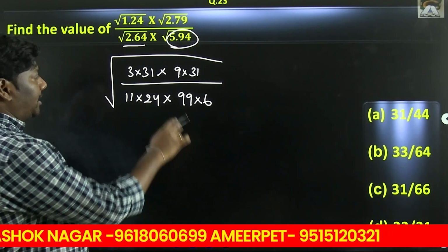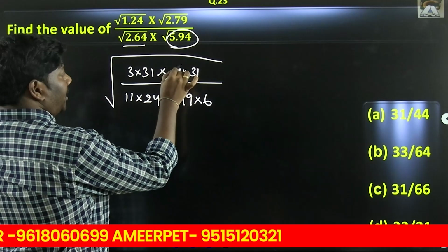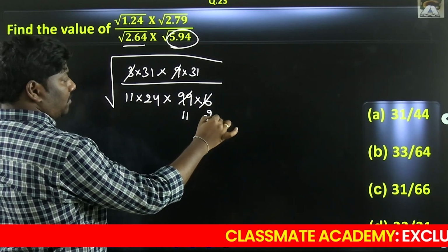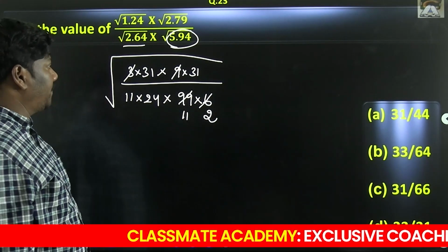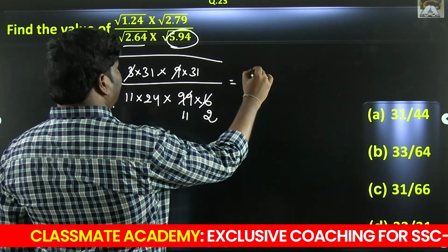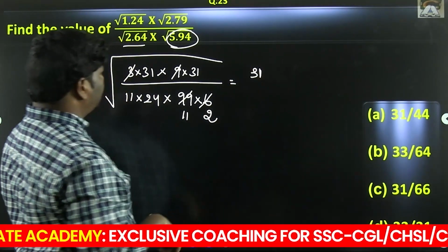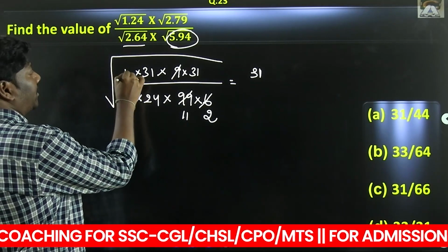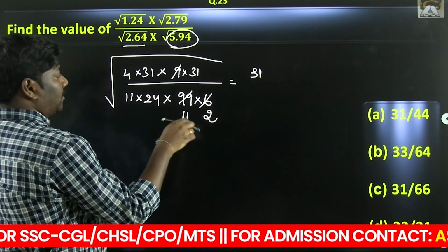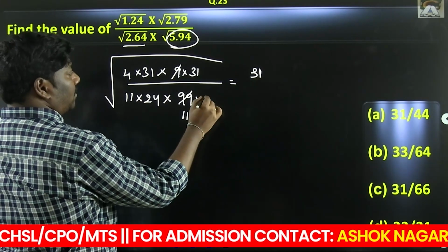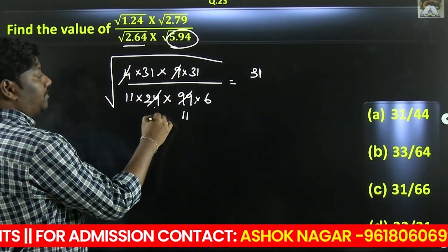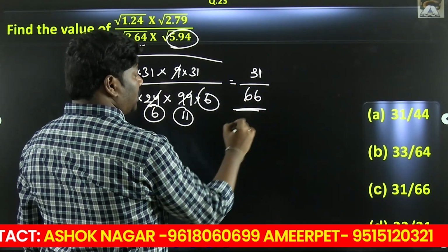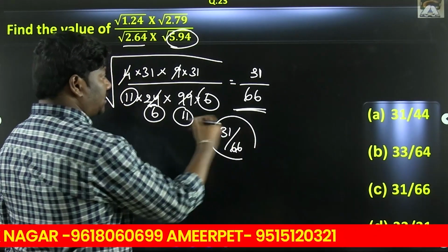Right? 31 comes out. Now 9 11s up. 2s up. Therefore, you can take it as 31 and 31, it is 31 simply. I'm sorry. This is 4 into 31. 31 comes out. 9 anyway cancel. 4 1s are, 4 6s are. So 11 comes out. 6 also comes out. Therefore 66 comes out. So answer is 31 out of 66.